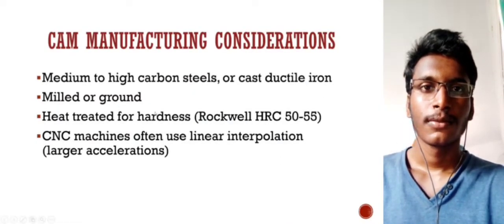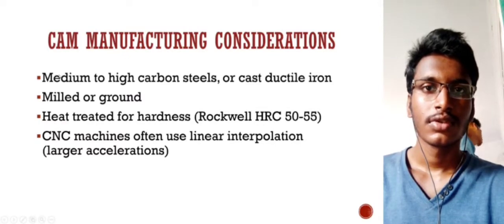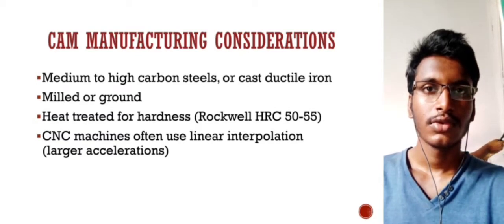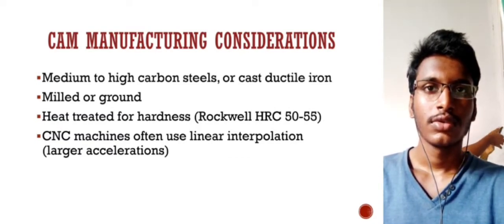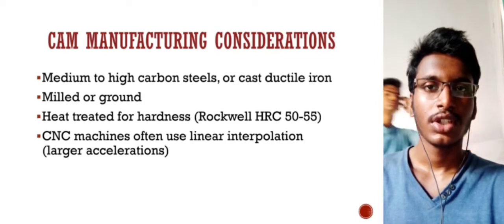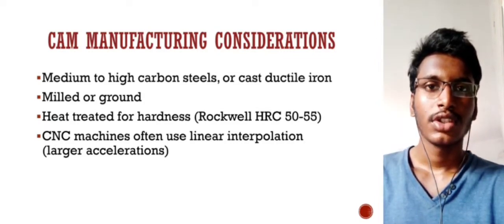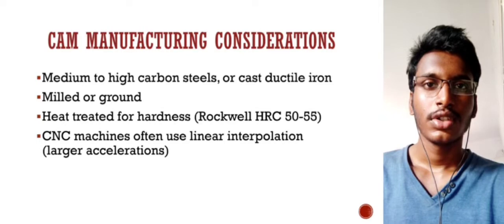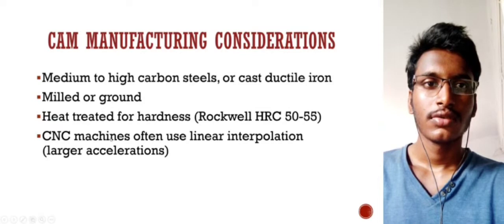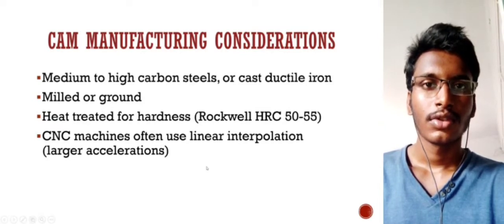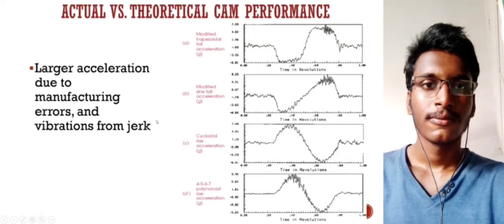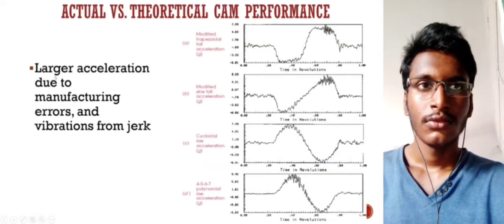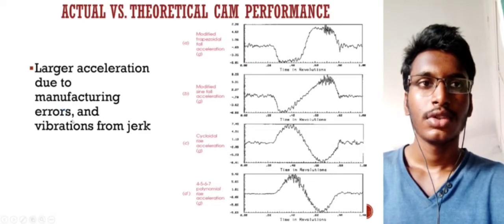CAM manufacturing considerations. In order to design a CAM, the following are required to be considered. The material should be medium to high carbon steels or cast ductile iron. Next, the CAM should be made by a process such as milling or grinding. Next, heat treatment for hardness should be done. CNC machines often use linear interpolation. This actualizes the theoretical CAM performance, with larger acceleration due to manufacturing errors and vibrations from jerk.